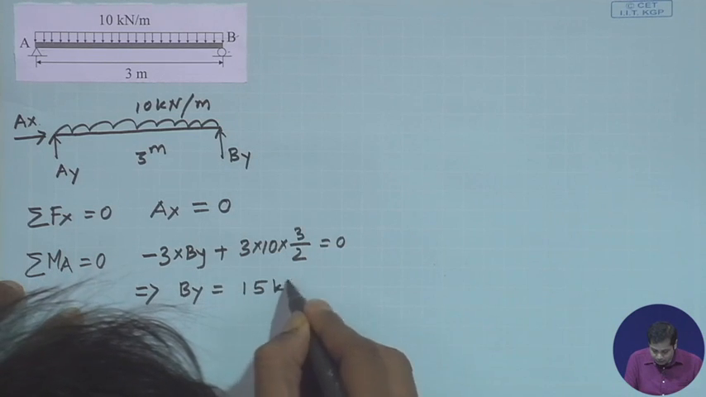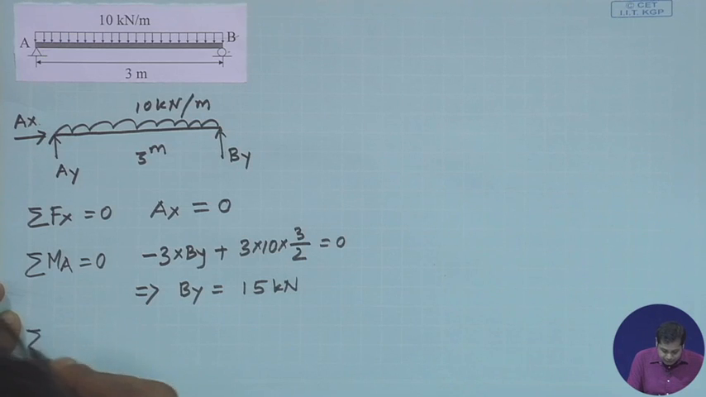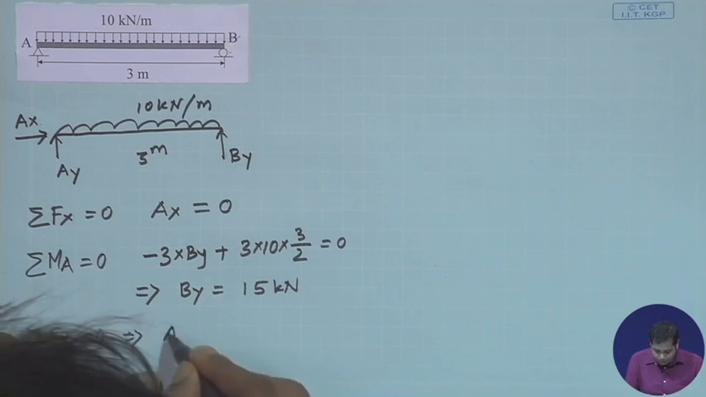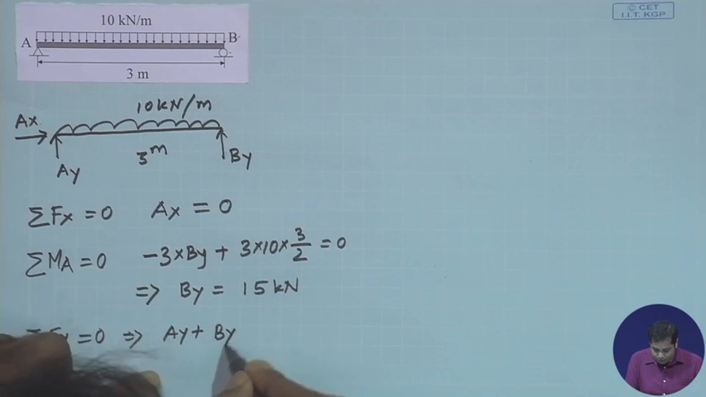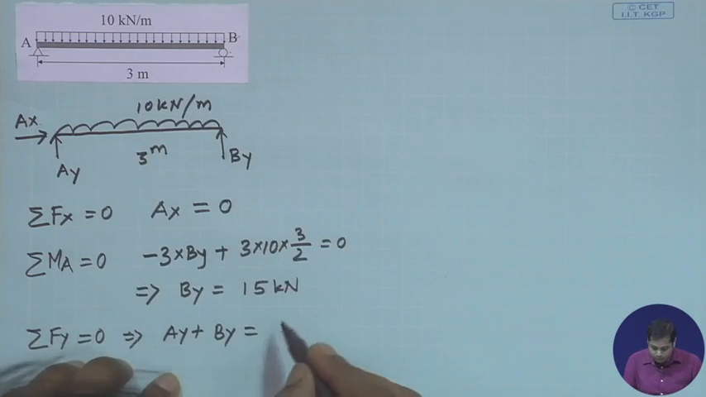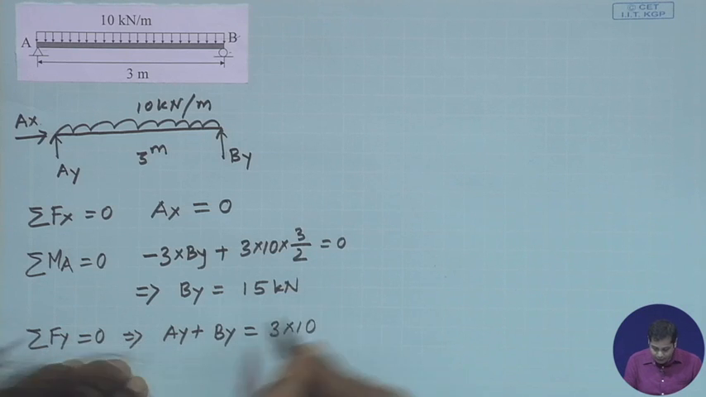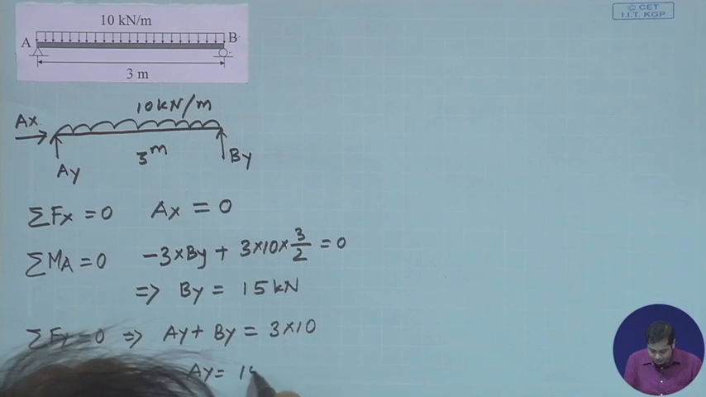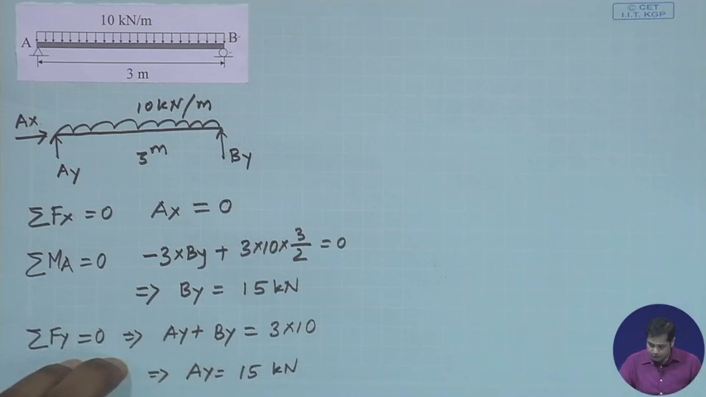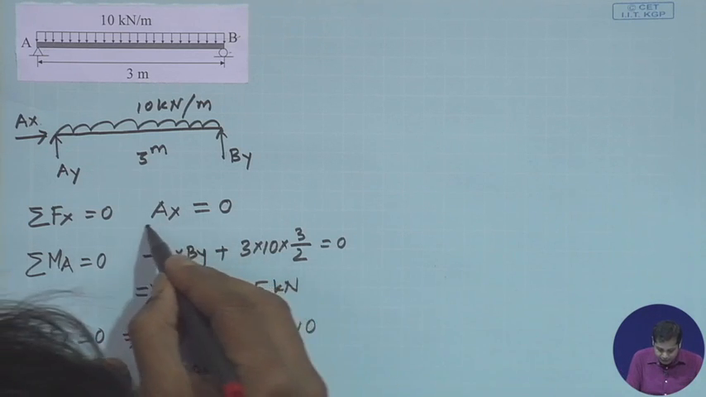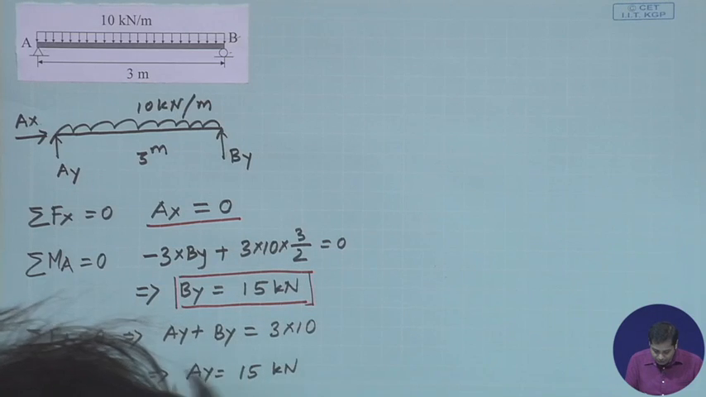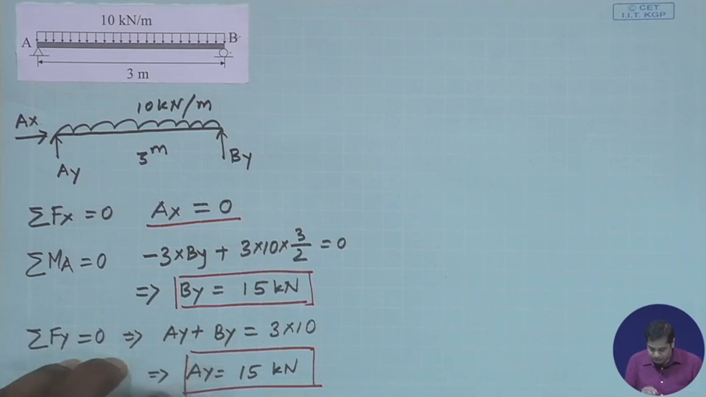By is equal to 15 kilonewton, and similarly summation of Fy equal to 0 gives me Ay plus By equal to the total downward load 3 into 10, and from this equation, if we substitute By equal to 15, we get Ay equal to again 15 kilonewton. So, we have support reactions Ax equal to 0, By equal to 15, and Ay equal to 15, right.